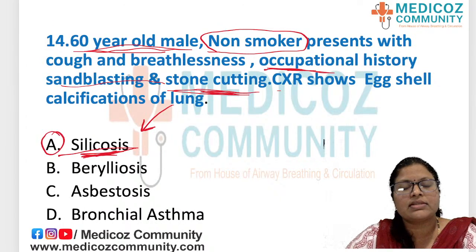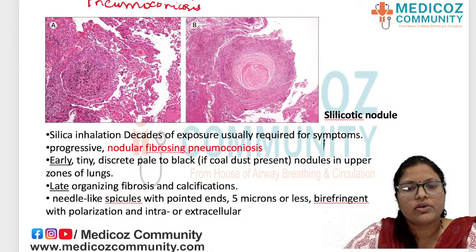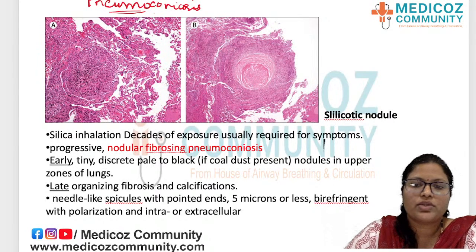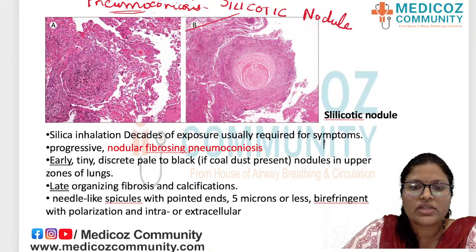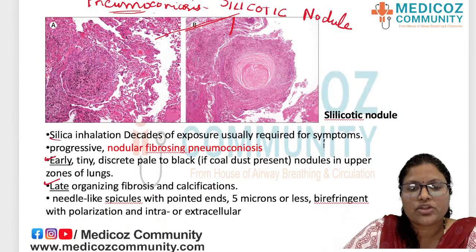Okay, so this is a pneumoconiosis. Remember? This is a type of pneumoconiosis. And the pathological features here, what you see, this is your silicotic nodule. Okay. So there are two stages. There is an early stage and there is a late stage. So something you need to remember about silicosis is that silica inhalation causes this.